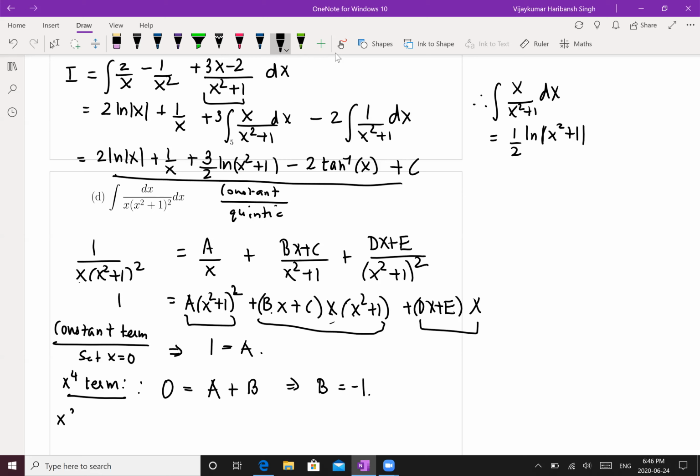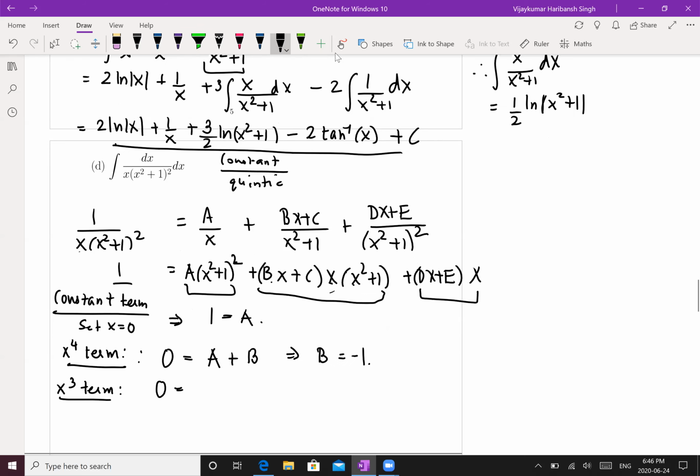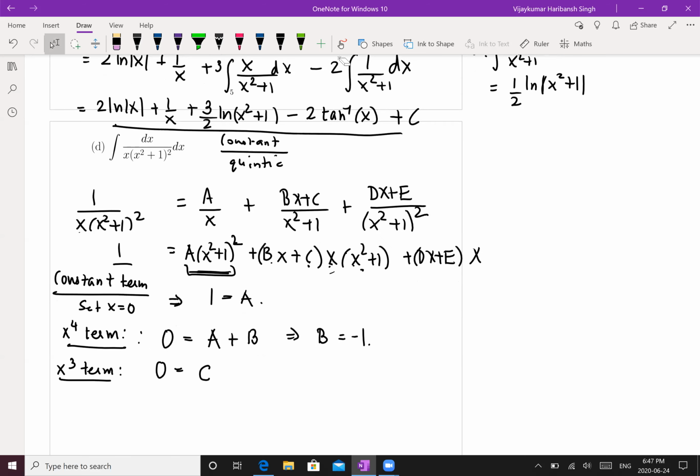Now what about the x cube term? On this side, there's no x cube term, right? So we get 0 equals, now let's see, where will we get an x cube term? Here, when you expand this, it's x square plus x to the 4 plus 2x square on this part, right? So there's no x cube term. On this part, you get x cube when you multiply x with C with x square. That's the only way you can get an x cube term. So you get C, and there's no x cube term on this side. So what do we get? We get 0 equals C. Now what about the x term?